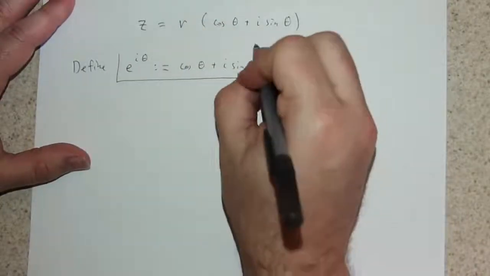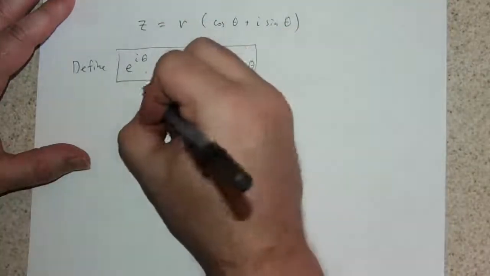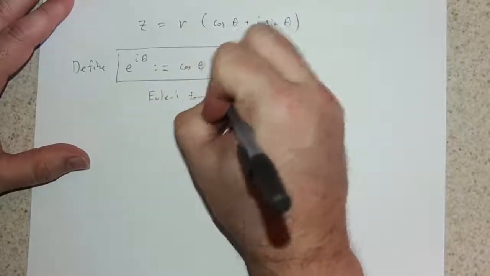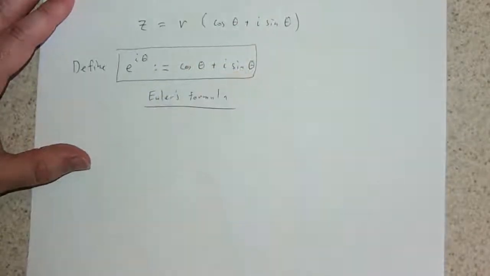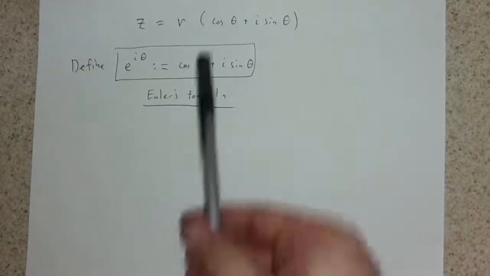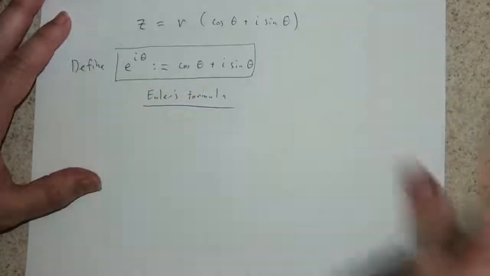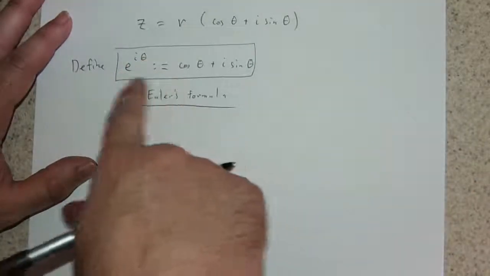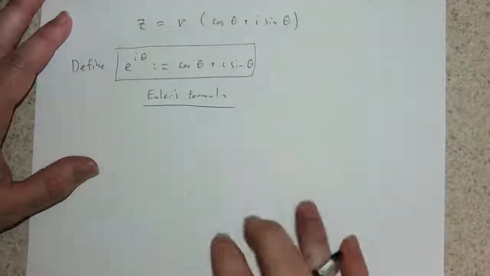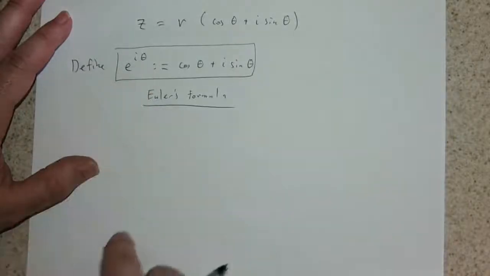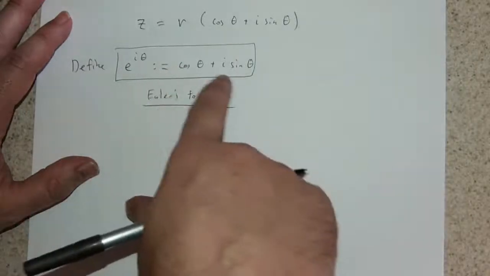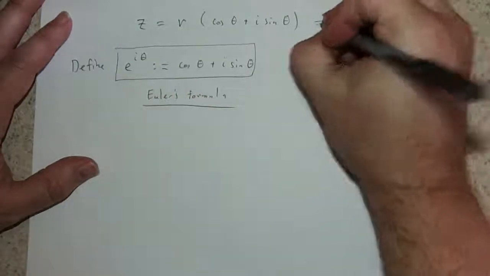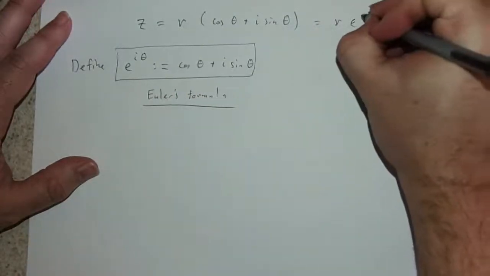If I do this, this is known as Euler's formula. Of course, there's a special case of this that is more typically known as Euler's formula, but this is the thing that gives it to you. But let's just say I'm cheating here. I'm going to define e to the i theta to be this symbol. Don't think about e as being the exponential function here. This is cosine theta plus i sine theta. If I define this to be this, then this is trivially r times e to the i theta.